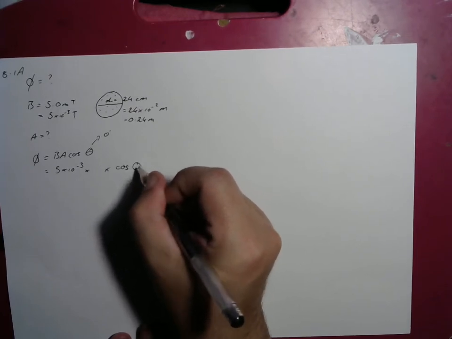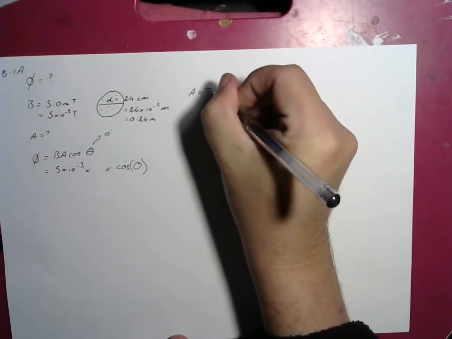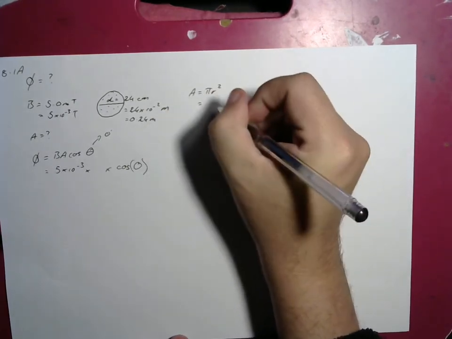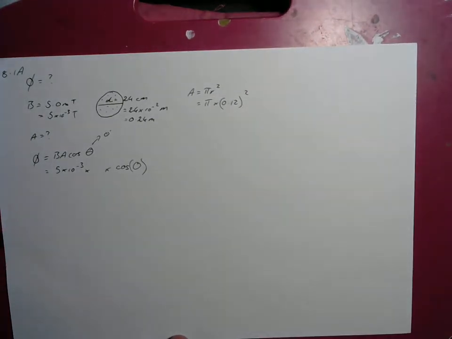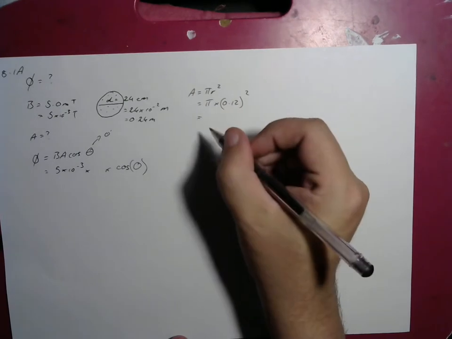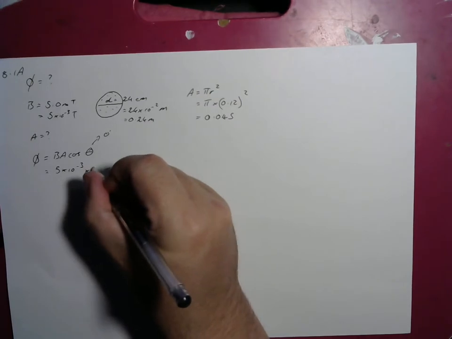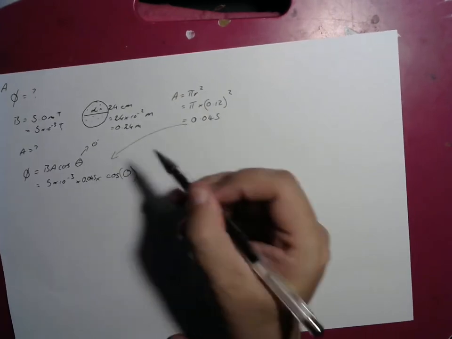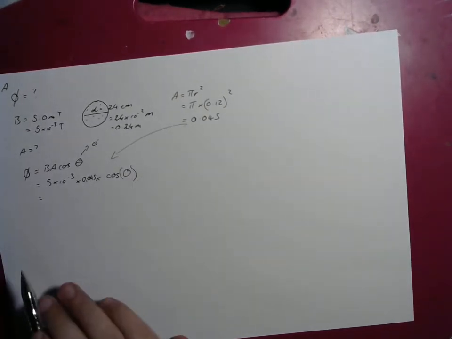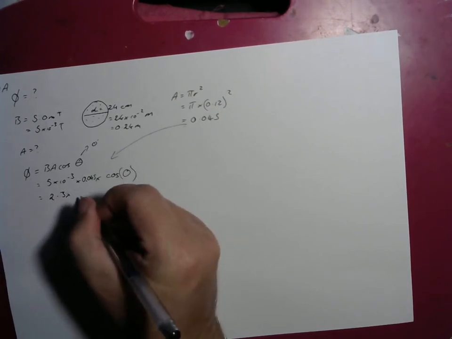Now, this is the bit where you need to remember some of your old geometry, because with area we've got a circle, and remember the area of a circle is equal to pi r squared. R is always going to be half the diameter, so pi times 0.12 squared, and that will give us an area of 0.045. Let's stick this in, 0.045, a little bit higher. Now we can plug that into the computer. Cosine of 0 is just equal to 1, and so we have 2.3 times 10 to the negative 4 Weber.